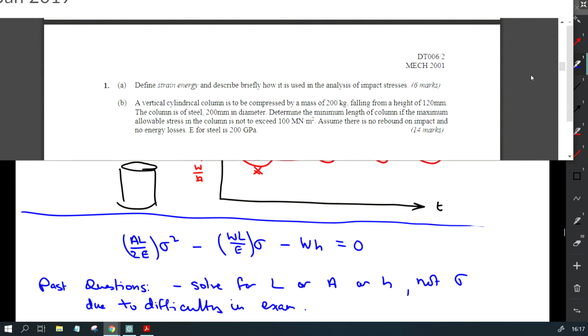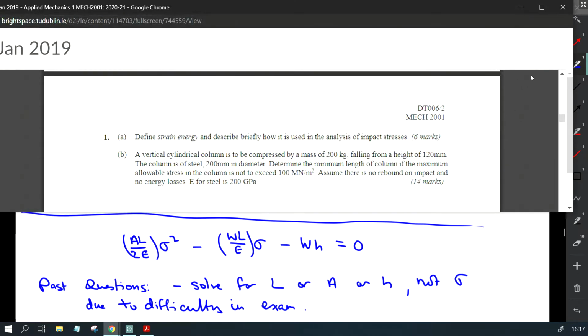Okay, so question number 1, part A says, define strain energy and describe briefly how it's used in the analysis of impact stress. And part B is, a vertical steel column is to be compressed by a mass of 200 kilos falling from a height of 120 millimeters. The column of steel is 200 millimeters in diameter. Find the minimum length of the column if the allowable stress is not to exceed 100 megapascals. So we'll talk about that in a second, just to look at part A for a minute.